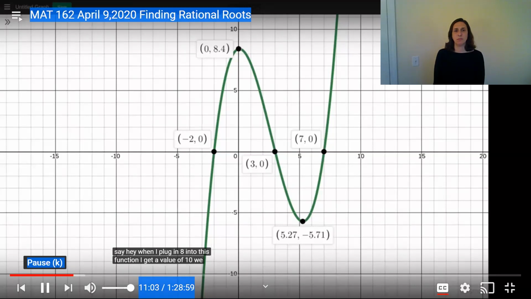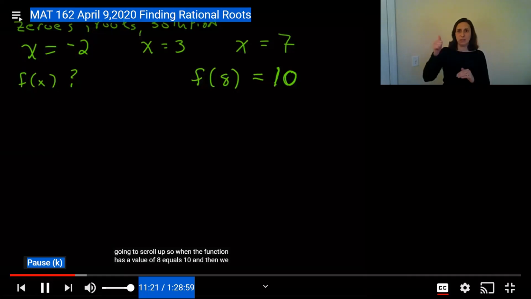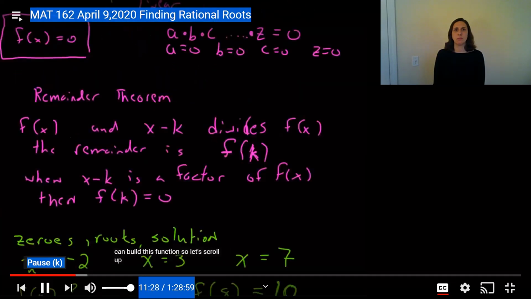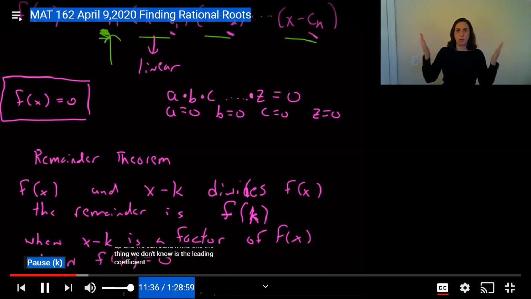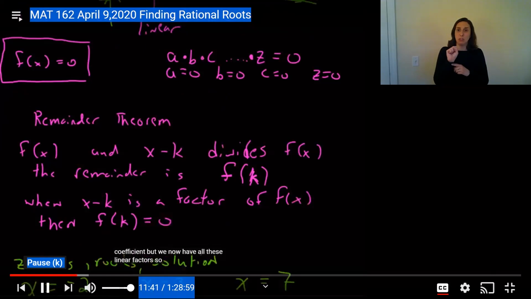I get a value of 10. Well, we have enough information now that we can build our function. We'll come back up here. I'm going to scroll up. So when the function has a value of f of 8 equals 10, we can build this function. And we can build it like this. The thing we don't know is the leading coefficient, but we now have all these linear factors. So let's put a form for our f of x.